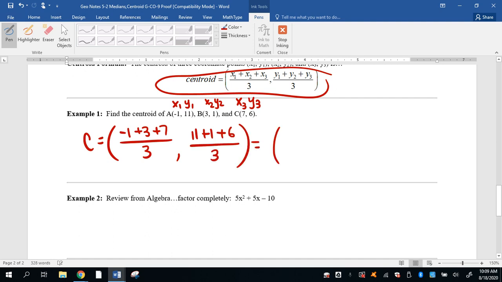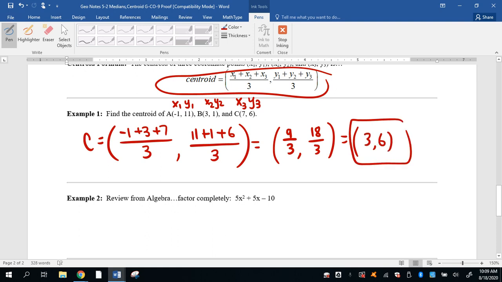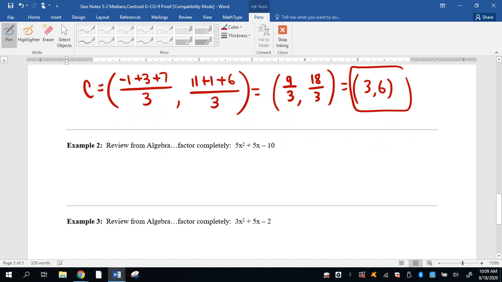So add up all of the x values, you get 9 and divided by 3, and add up all of the y values, you get 18. So our final answer is 3, 6. You won't always have integer coordinate points. In this example, we do.